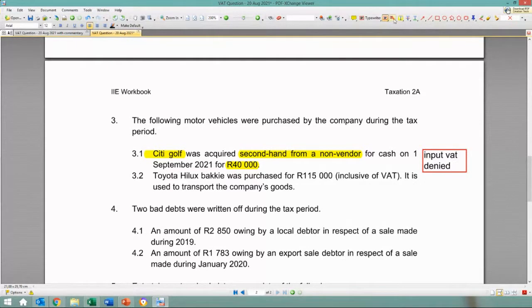Then for the Toyota Hilux, what do you guys think? Are we allowed to claim input VAT for that? They tell you we used it to transport the company's goods. Okay, so because we use it to transport our company's goods, it is a delivery vehicle. So in this case, because it's a delivery vehicle, we can claim the input VAT.